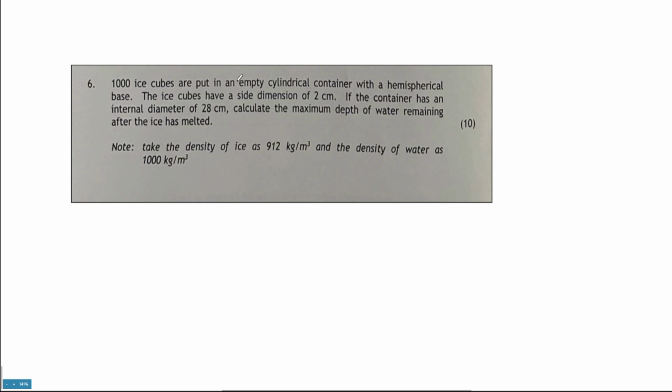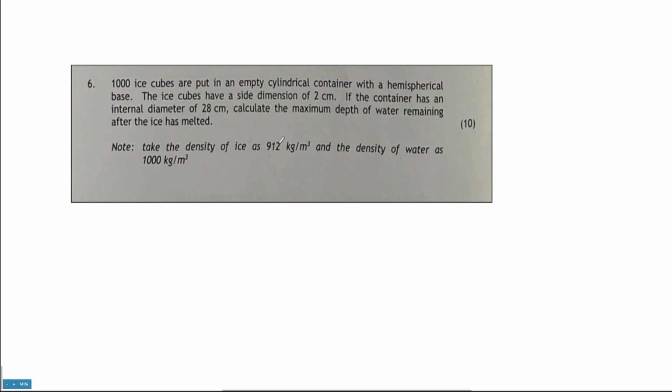You've got 1,000 ice cubes, you put them in an empty cylindrical container with a hemispherical base, and the ice cubes have this dimension, and the container has a certain dimension. And then the ice cubes are going to melt. The problem with ice cubes melting is that ice has a greater volume than water. That's why ice floats. So we're going to have to do a lot of work on this.